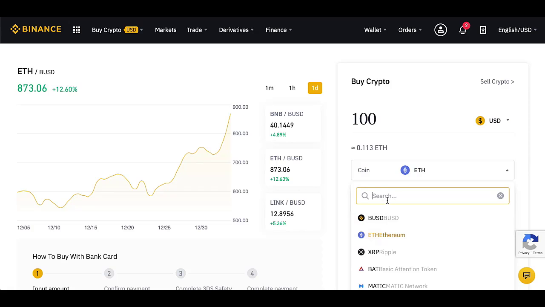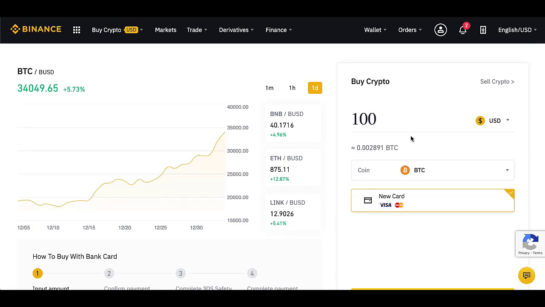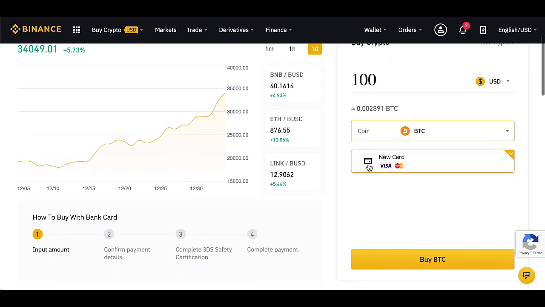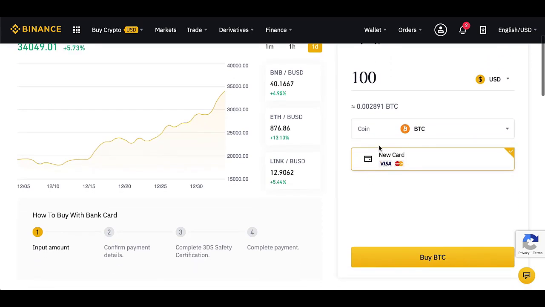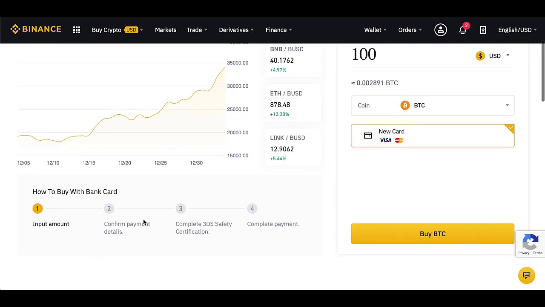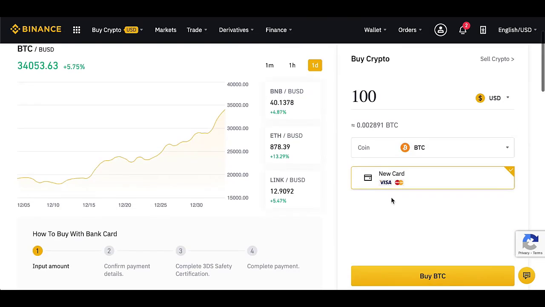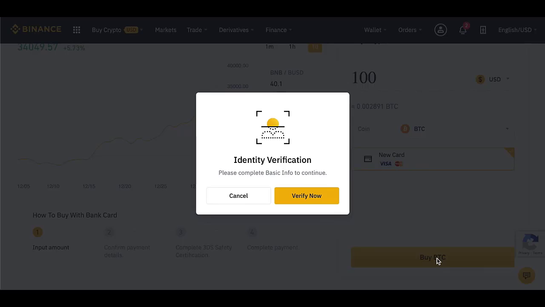So we can search in here BTC like this, and then you can pay $100 for some Bitcoin. Then you can just simply add a new card right here, and you can see they can take Visa and MasterCard. Just coming down though, obviously important, confirm your payment details, confirm some safety checks, and then you can complete the payment. It's as simple as that. If you just come down to buy BTC right now, you do have to verify your identity to actually purchase. So let's click on verify now.